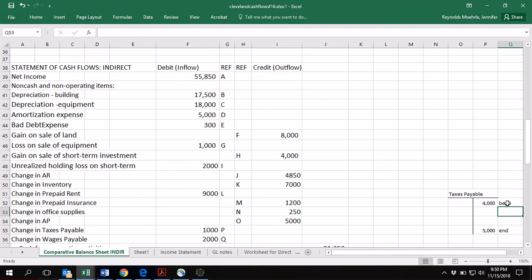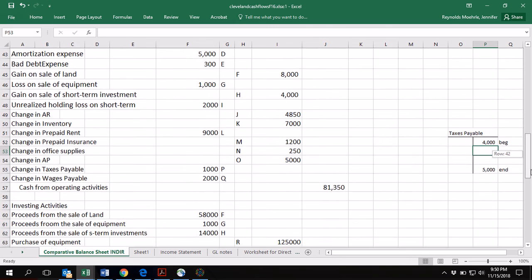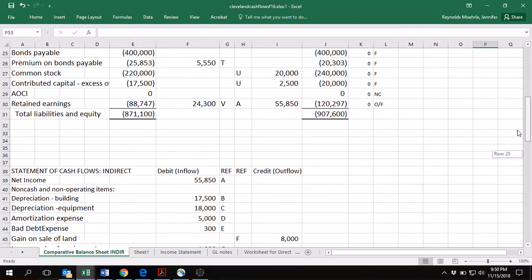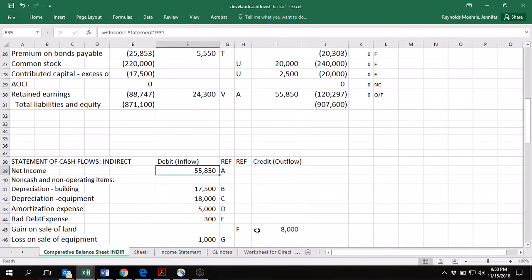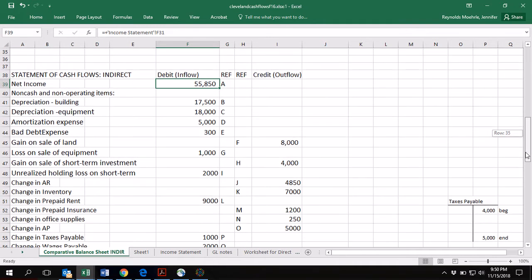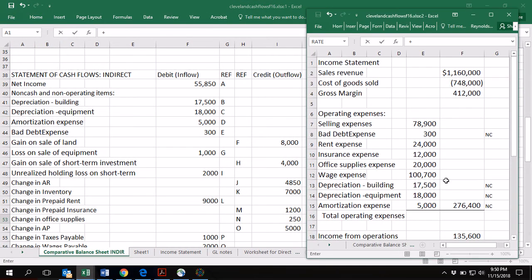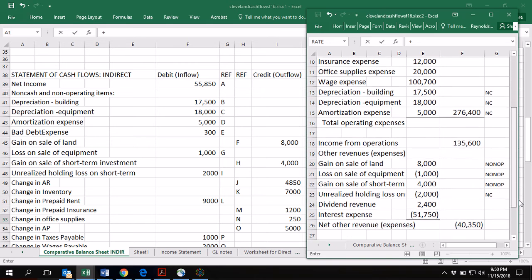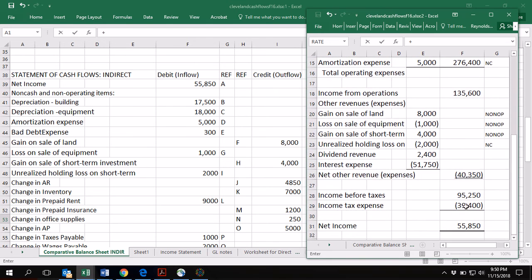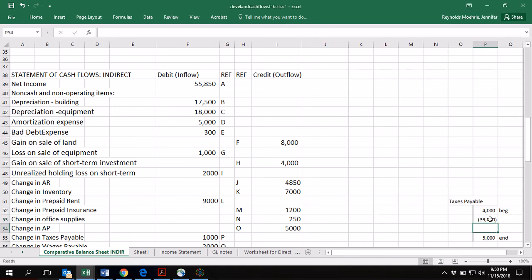Okay, so what makes taxes payable bigger is every time we have tax expense. What's our tax expense? Is it showing up anywhere on the statement? No, it's part of our net income number. So we have to go back to the income statement and find it. When we find it, I'm going to pick it up. There it is, income tax expense. Of course, I'm going to make it a negative number here. I want it to be a credit. Okay, so there's my income tax expense. That's the other side of the income tax expense entry.